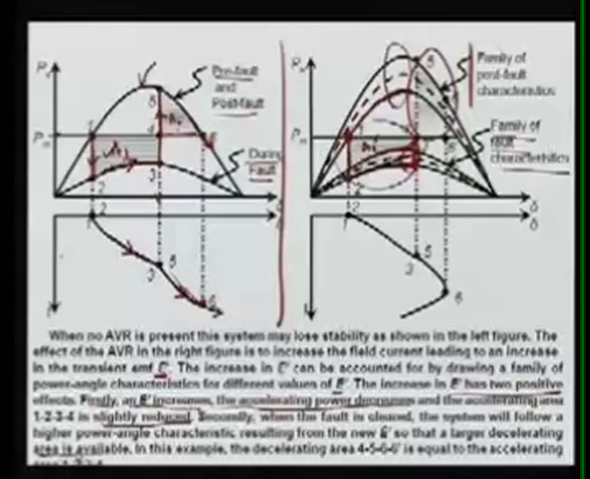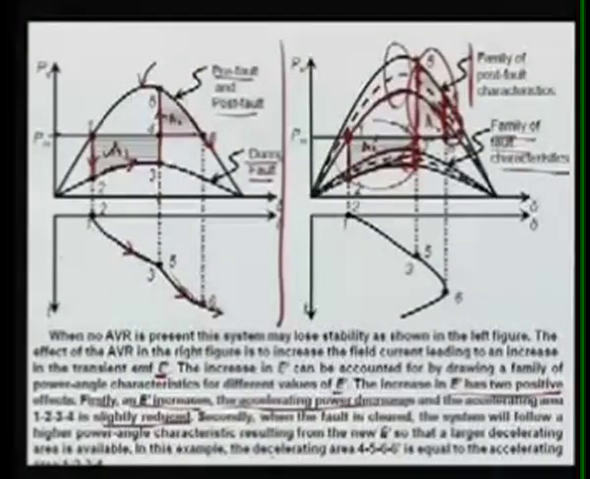So here what is happening: if you are increasing this EF, let's suppose after this clearing we have increased here. What is happening? This area you can say is now increased. Earlier it was only this area. So the decelerating area is increased. So this machine will go back when area A1 equals area A2 here. It means we are going to increase the margin, increasing the stability margin of the system.